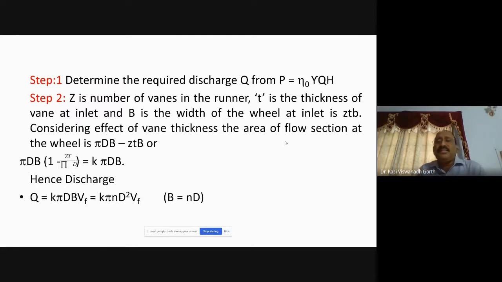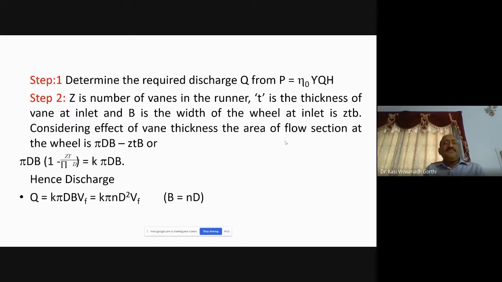What are the other parameters? P, power required to be developed, is known to us. Eta naught assumed appropriately between 80 to 90%. Gamma, unit weight of water, 9810 Newton per meter cube. And H is the head at which the turbine works, medium head. So H value also is known to us. What is not known from that equation is the discharge Q.